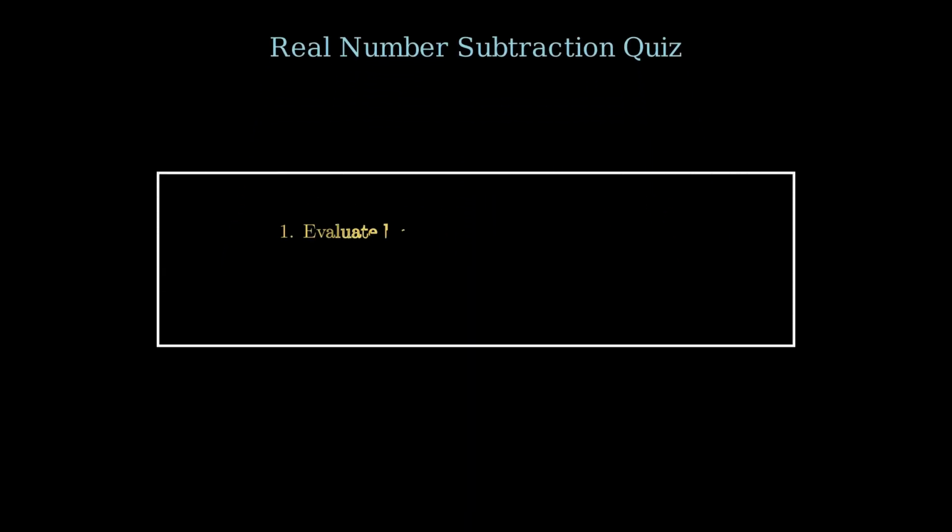Let's test our understanding with a subtraction quiz. First, rewrite and evaluate the expression 3 minus -8 by adding the additive inverse. Second, calculate -8 minus 3 and determine if changing the order gives the same result. Let's see the questions.